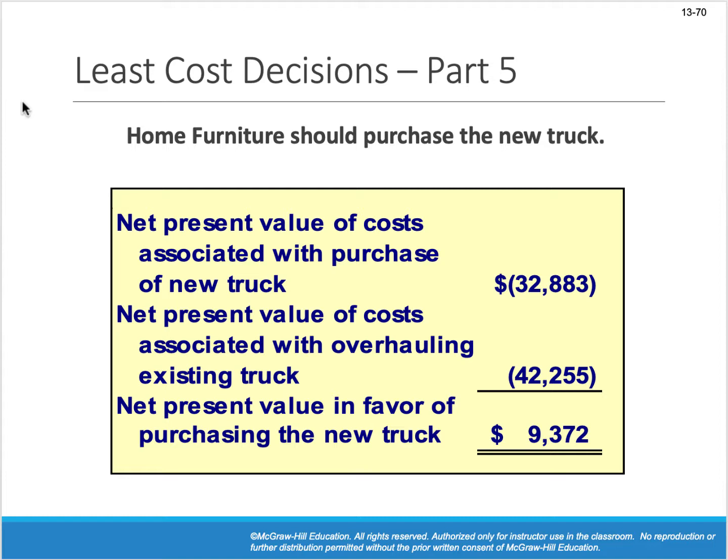By how much? Well, we see that the difference is $9,372. So the net present value in favor of purchasing a new truck is $9,372. Again, we have no revenue here that we're working with. It's all net present value just from a cost perspective. Okay, so again, you're always going to want to choose, at the end of the day, the one that costs the least in the long run.